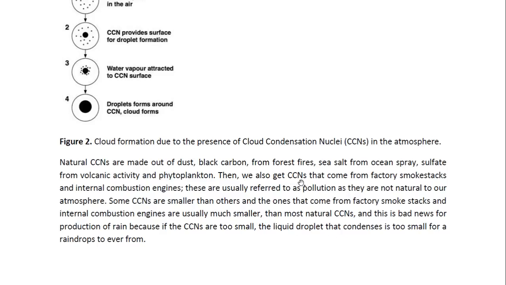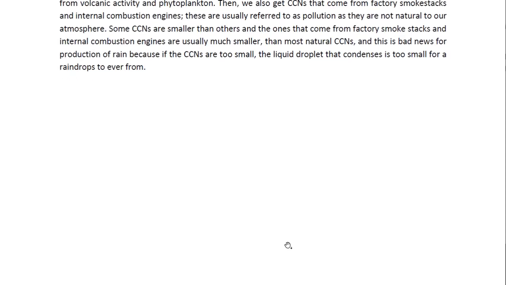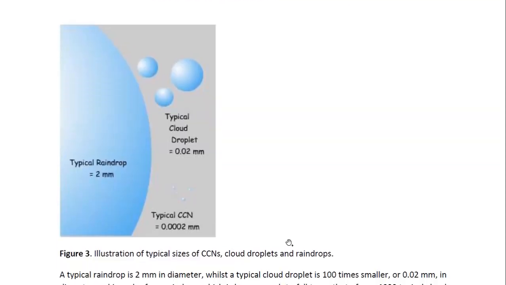But we do have CCNs which are not natural to our planet. These are formed from or come from factory smokestacks and internal combustion engines, so these are produced through the burning of fossil fuels. And these are not natural, they're usually called pollution. Also, these CCNs are usually much smaller than the natural ones, like dust and sea salt from ocean spray. And the problem then is that these lead to droplets of water that are smaller than the typical droplet.